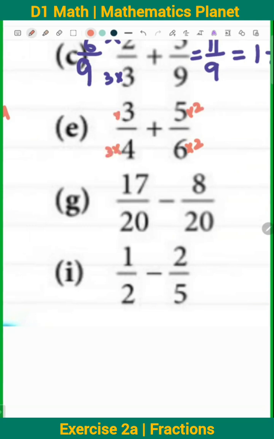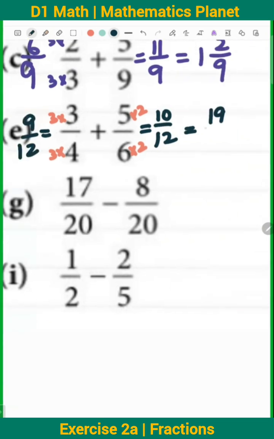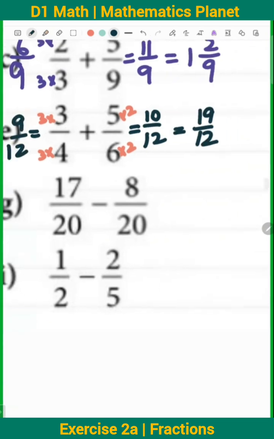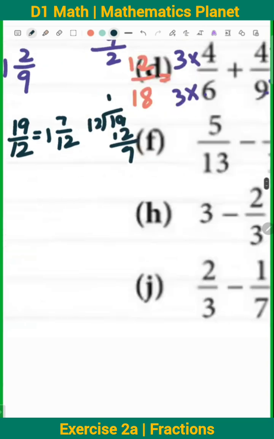Does everyone understand this? Yes. So 5 times 2 is 10 by 12, 3 times 3 is 9 by 12. So what did you get? 10 plus 9 is 19 by 12. Now you want to convert it into a mixed fraction. You get 7 here, so you get 1 whole 7 by 12.